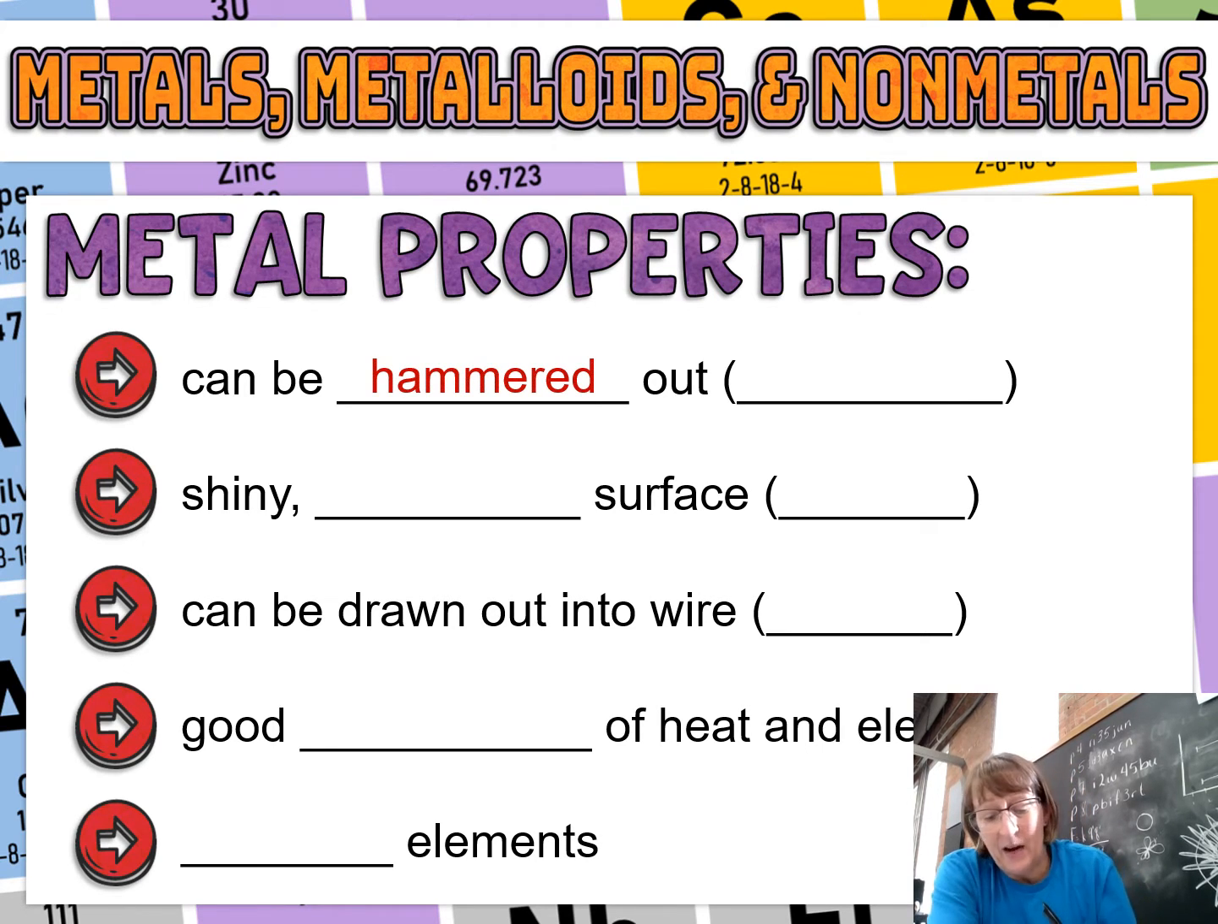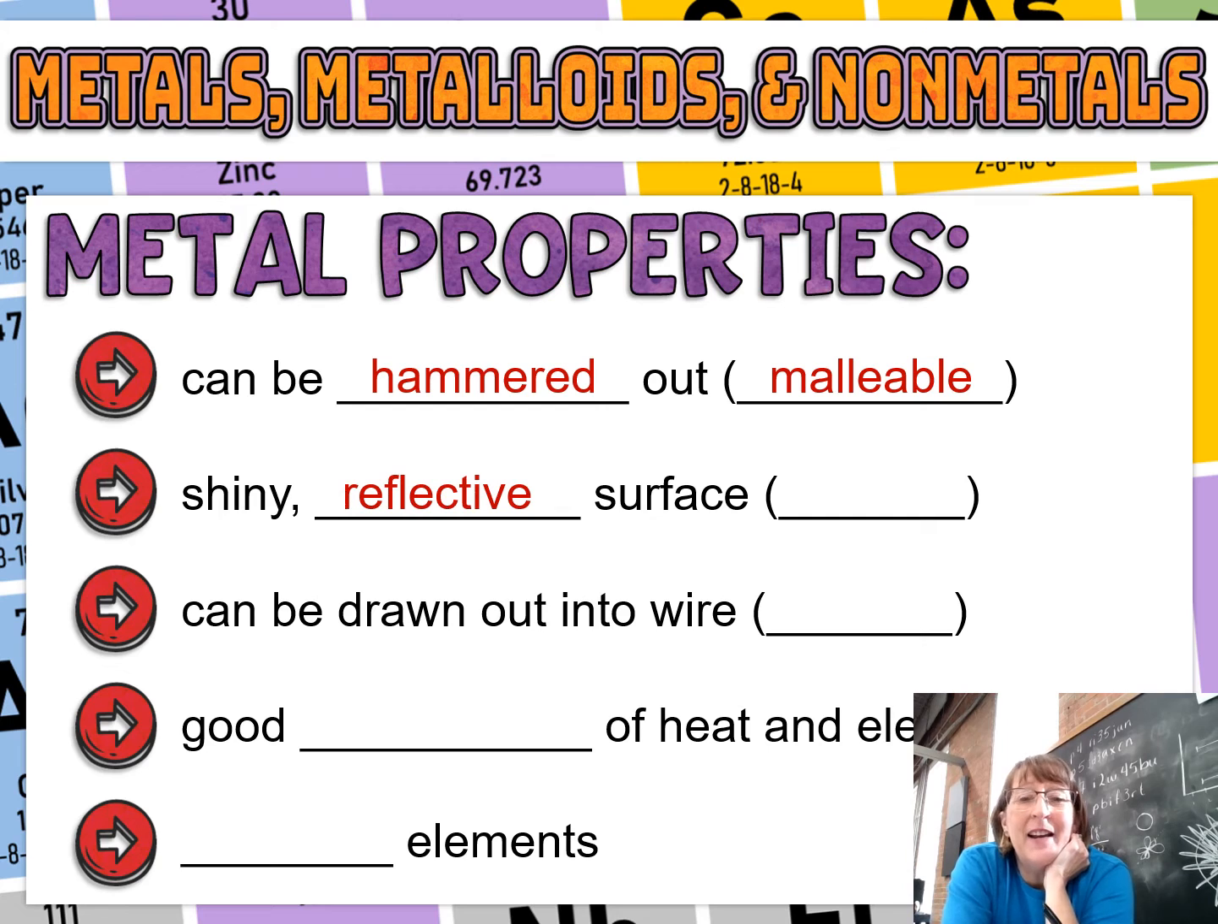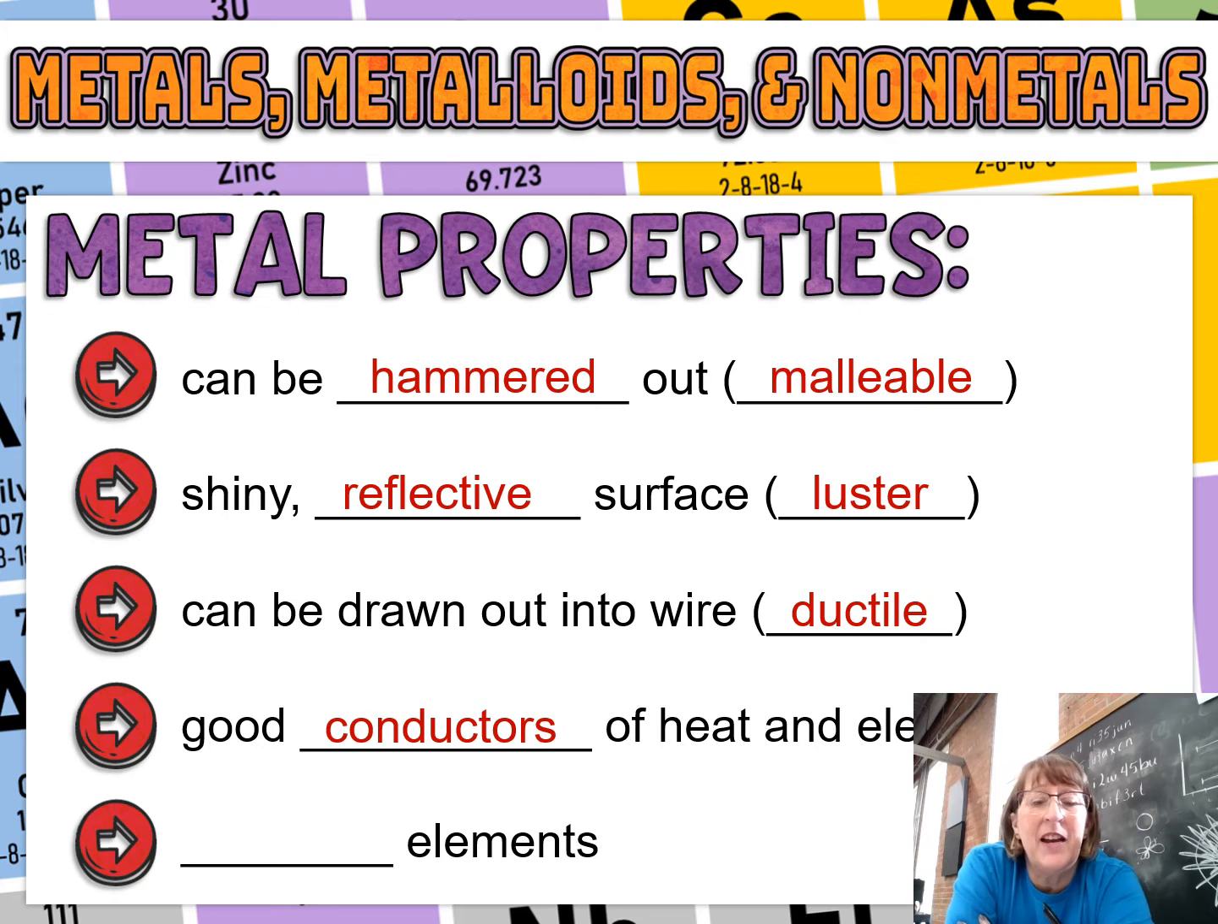They can be hammered into flat sheets, and this is called malleable. They can be reflective or shiny, and this is called luster, or they're lustrous. They can be drawn out into thin wire, which is called ductile, and they're really good conductors of heat and electricity. The last thing is that they're very, very reactive.